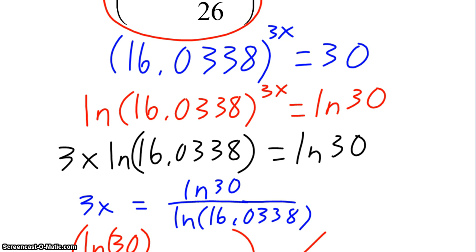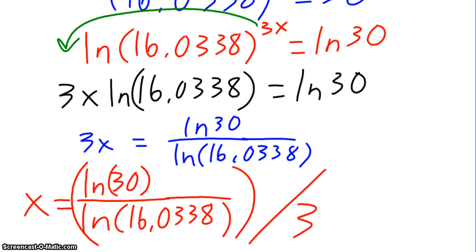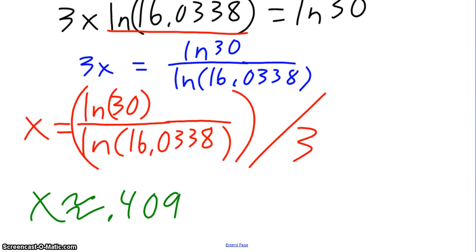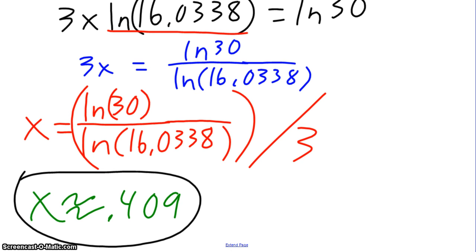Then this allowed me to bring down the exponent of the 3x to the front, so I end up with 3x times the natural log of 16.0338 equals the natural log of 30. Divide both sides by the natural log of 16.0338, so I get 3x equals the natural log of 30 over the natural log of 16.0338, and then divide both sides by 3, and if I type that into my calculator correctly, we end up with x is approximately 0.409.